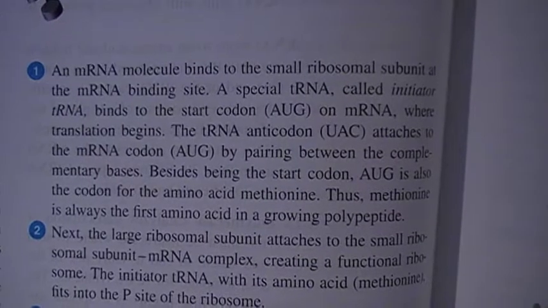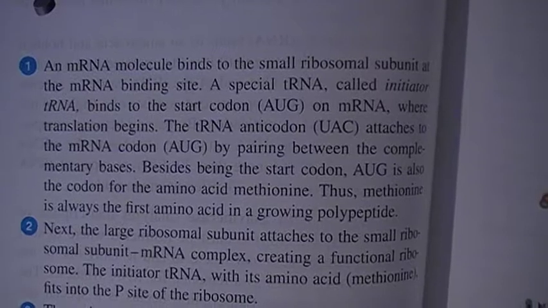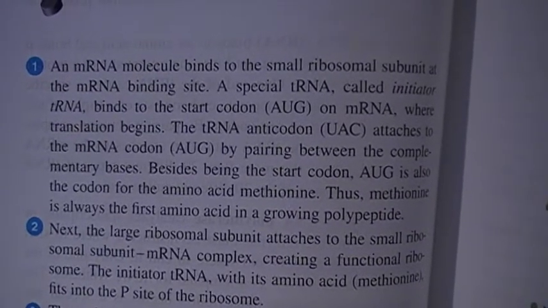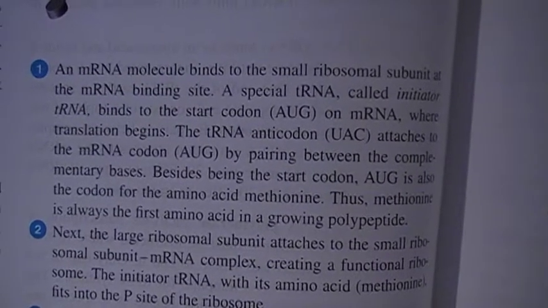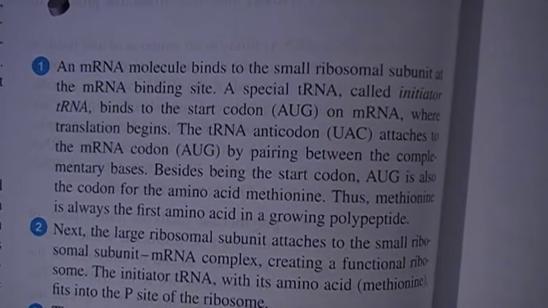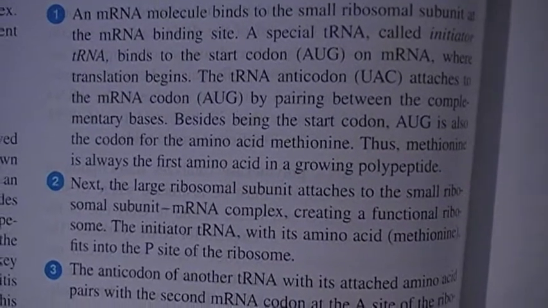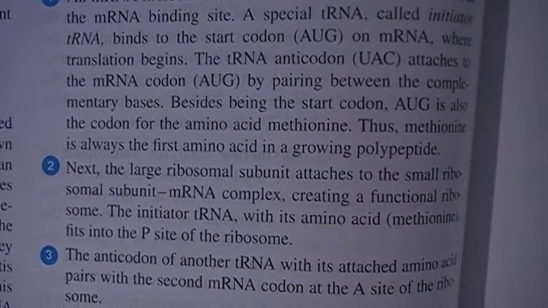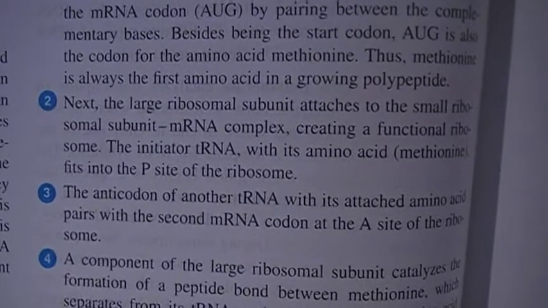Translation can now begin. The tRNA anticodon, UAC, attaches to the mRNA codon, AUG. AUG is also the codon for the amino acid methionine. Therefore, methionine is always the first amino acid in a growing polypeptide.